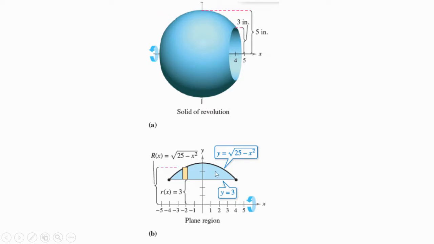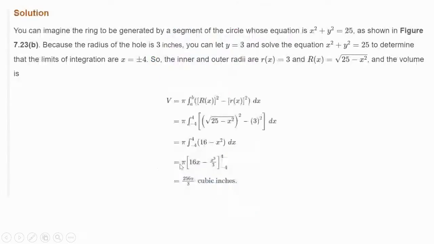We're taking this piece around this axis. So the inner radius is 3, and the outer radius r of x is the square root of 25 minus x squared. Now we're going to see some words that talk about that. So here we go. You can imagine the ring to be generated by a segment of the circle whose equation is x squared plus y squared equals 25.